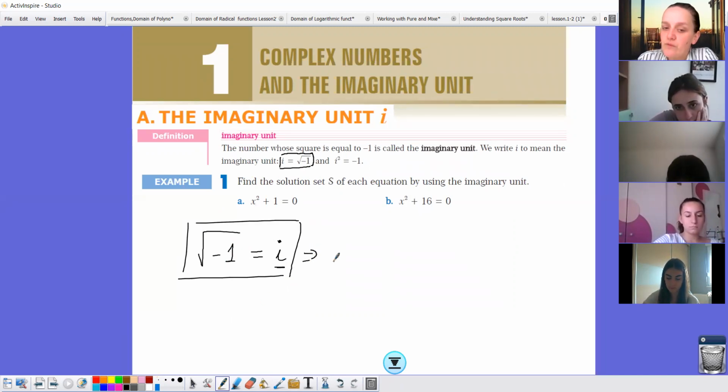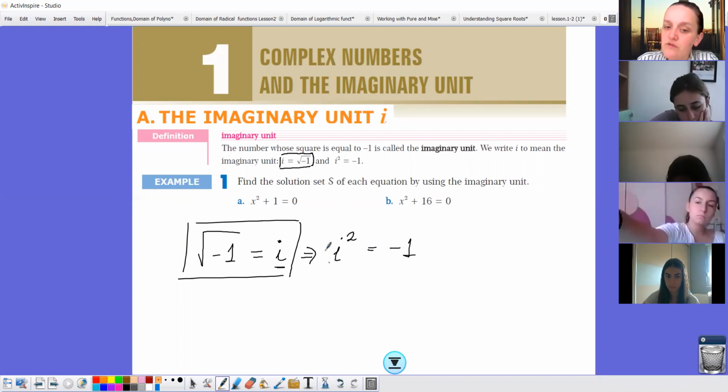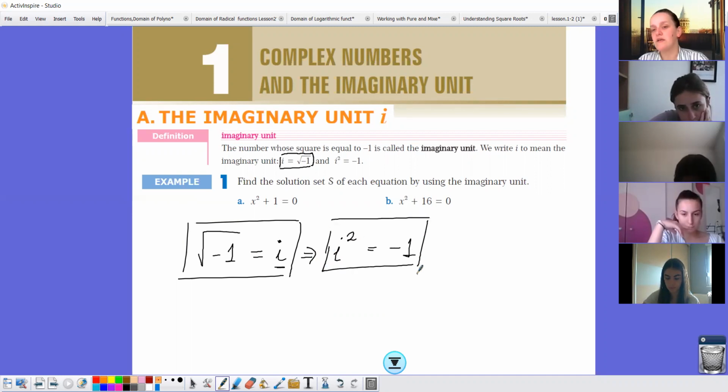So from here, we are writing that i squared is equal to -1. Also, this one will be used very much: i squared is equal to -1. This is the key of complex numbers, the imaginary unit. You know why it is called imaginary?